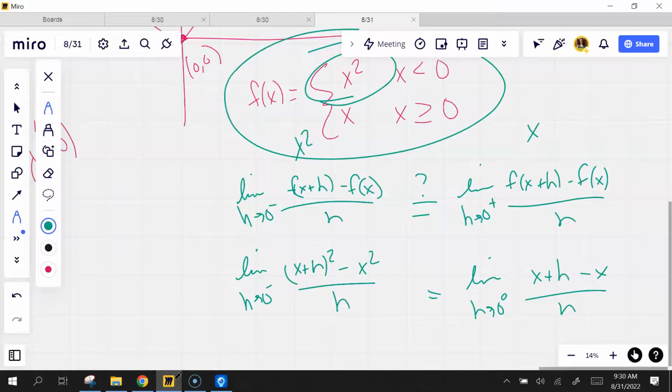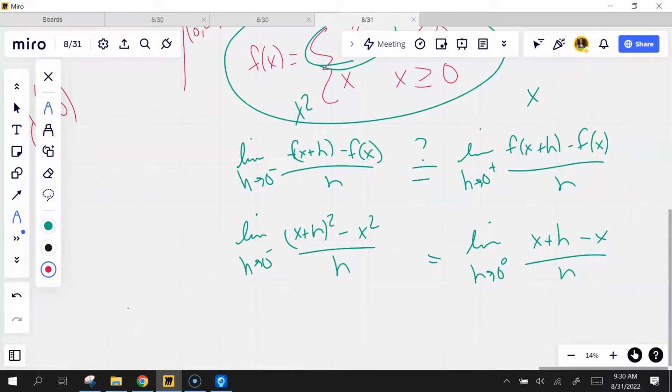And what's the point that I'm looking to test when x equals what? 0, right? So when x equals 0 means I'm going to put a 0 here, a 0 here, a 0 here, and a 0 here.